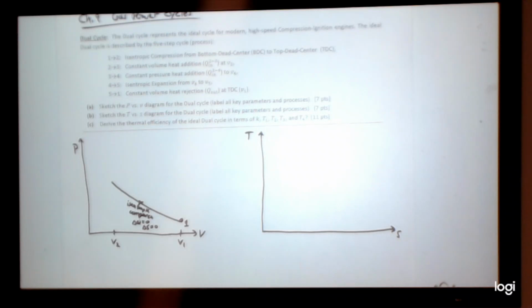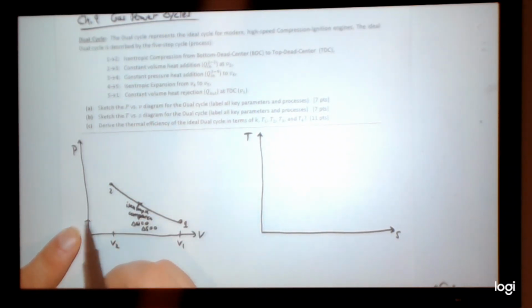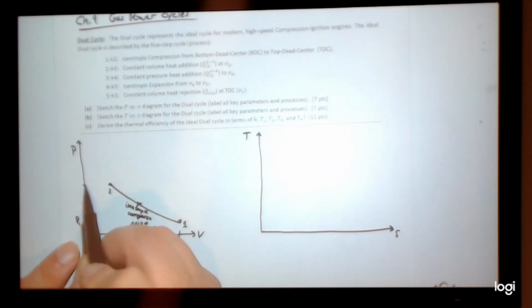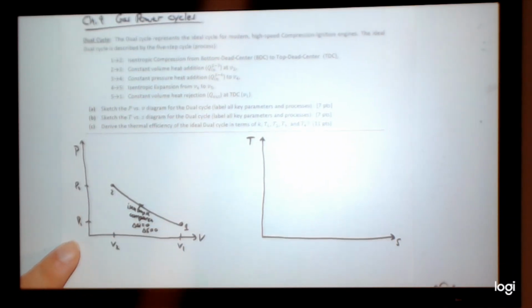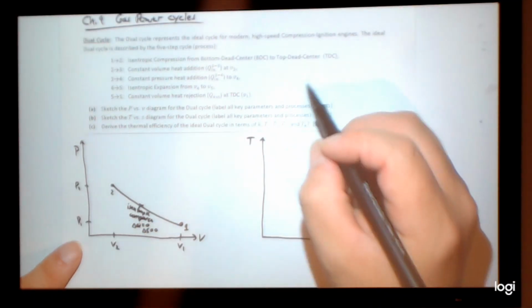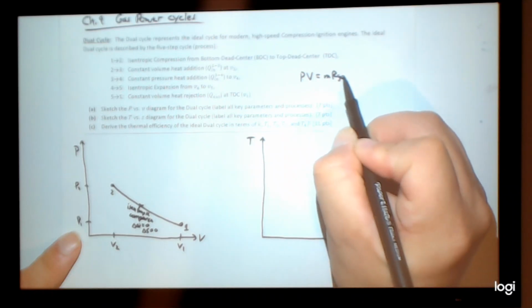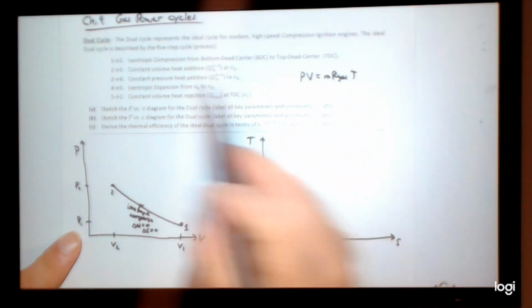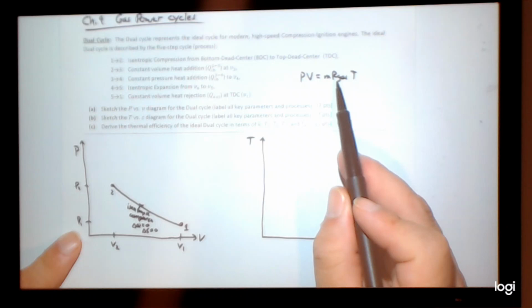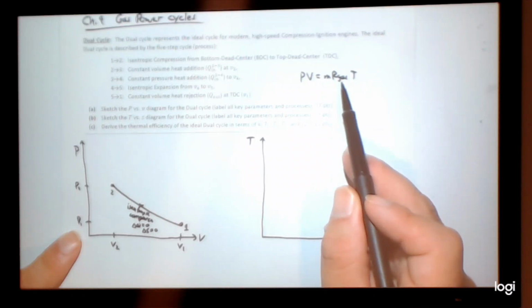And that's state 2. P1, P2. Then it's constant volume heat addition. Well, we can always write the ideal gas law, PV equals M R gas T. We have an ideal system. There's no mass in or mass out in the ideal case, so mass is constant. We have an ideal system, so we can use the ideal gas constant, right?